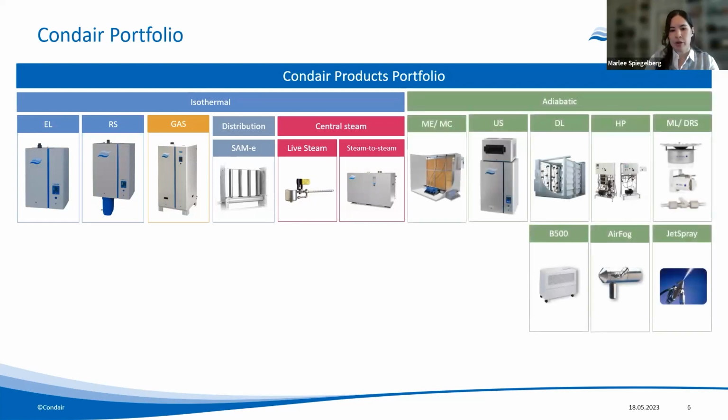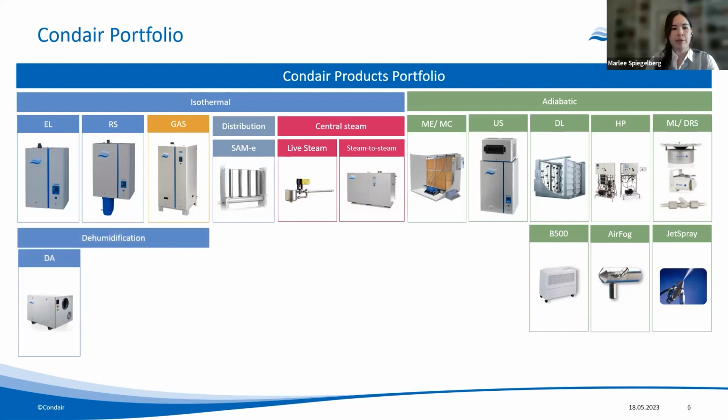Next, our adiabatic product line. We have our evaporative systems, the MEMC. We have the ultrasonic US series. We have our high pressure HP, and then high pressure in space, which is called the ML or DRS, direct room systems. The DL, again, is that hybrid system between the high pressure and the evaporative media. As a portable system, we have a B500, which is on casters and can be placed in any room. Then we have our compressed air systems with air fog and jet spray.